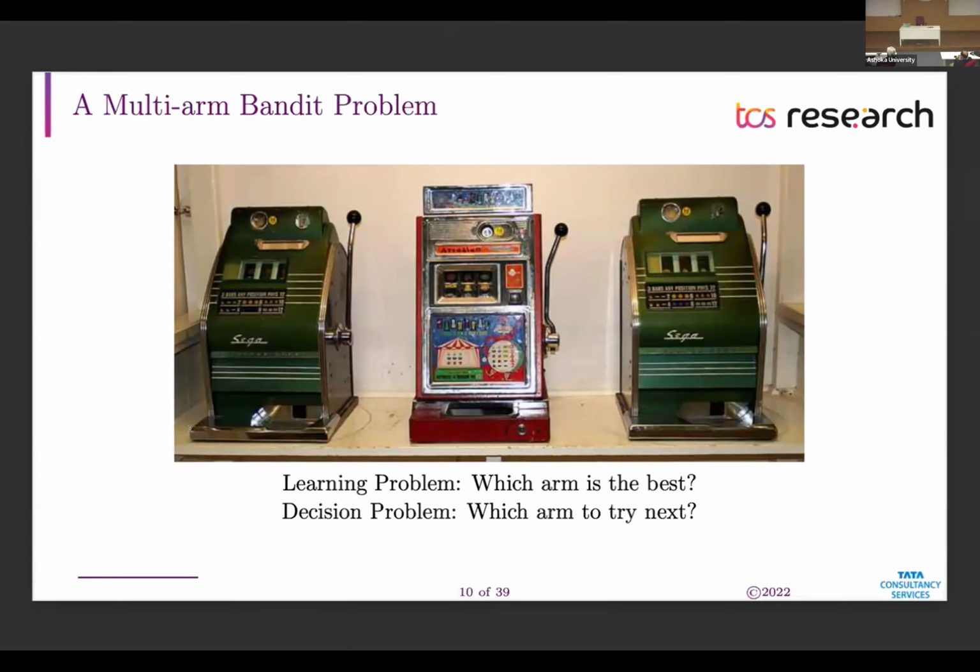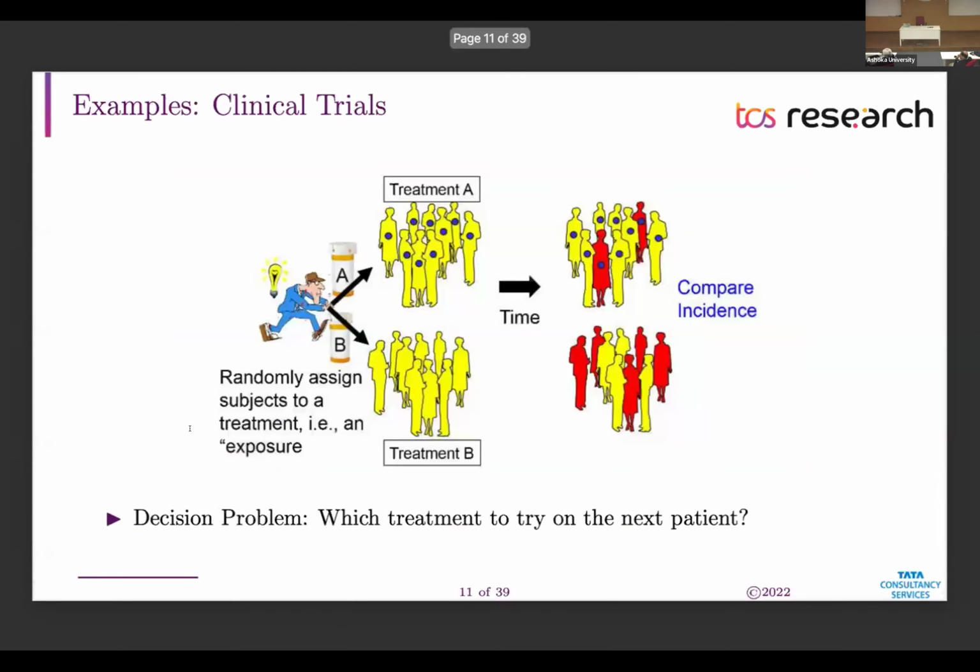There are two problems in a multi-armed bandit setting. The overarching problem is, in a loose sense, which arm is the best? Imagine you have a learner who's trying out these different slot machines at different times, trying to find out which one has a higher probability of giving a reward. So over a long time horizon, which arm is the best to try? But at each interaction time, you have one more decision, which is, given whatever I've observed till now, which arm I should pick next. So there's a decision problem and a learning problem.